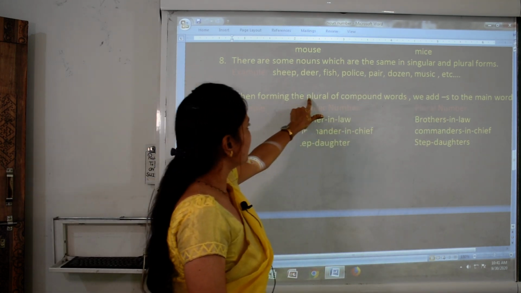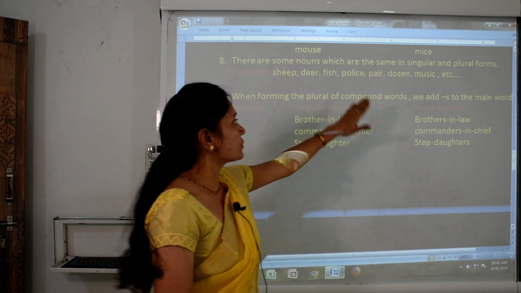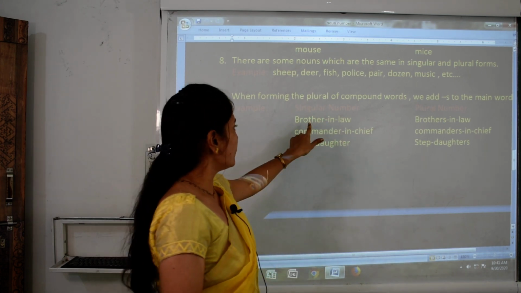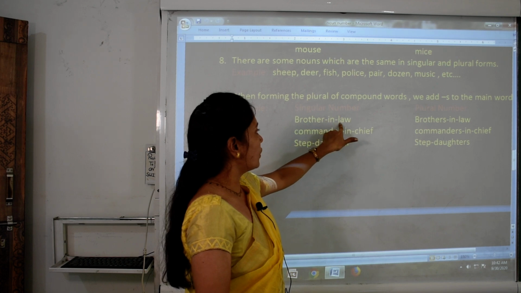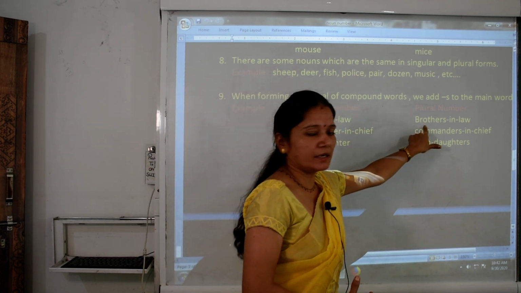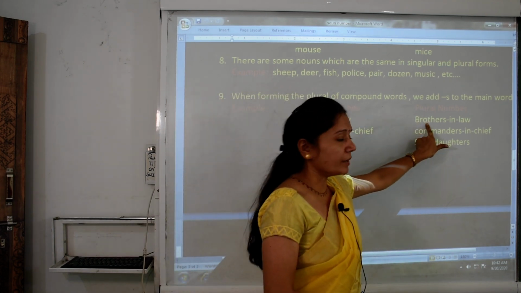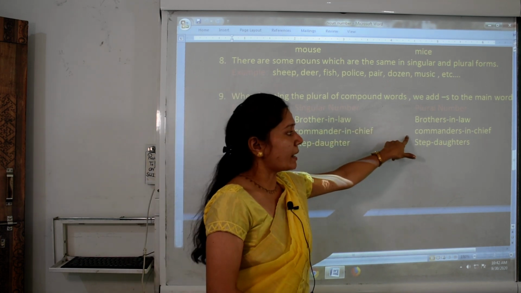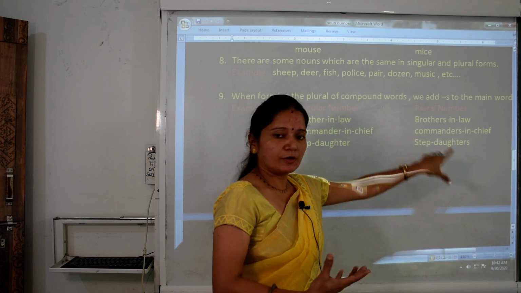When forming the plural of compound words, we add S to the main word. Compound words means there is more than one word. Let's see the example, brother-in-law. What is the main word here? Brother. So we add S with brother to make the plural. So brother-in-law will become brothers-in-law. Commander-in-chief, so commanders-in-chief. Step-daughter, so step-daughters.